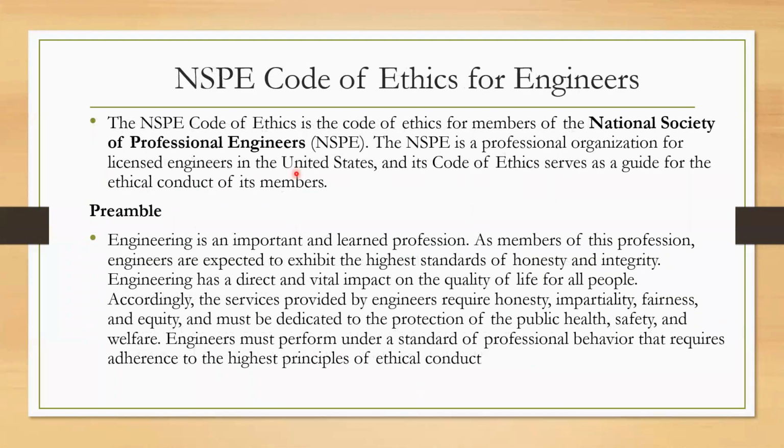So here is an example of a code of ethics. It's called the NSPE code, which stands for National Society of Professional Engineers. And here is an example. First, if you see it, they start with something like an introduction. It's called the Preamble. So here, engineering is an important and learned profession. As members of this profession, engineers are expected to exhibit the highest standards and so on. So it's an introduction about engineering and society.